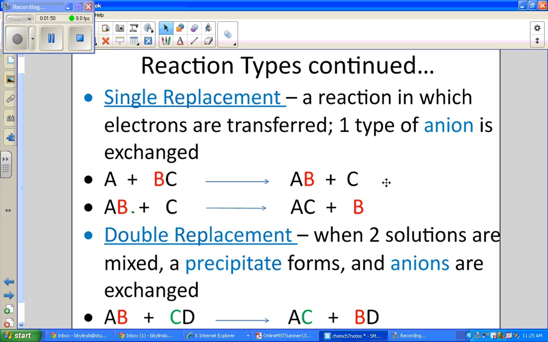Or you could have A and B together at the beginning and C is by itself. But then C is not going to be happy with that. It's going to be looking for a partner, so it could hook up with A. And then A and C come together, and B is left by itself.